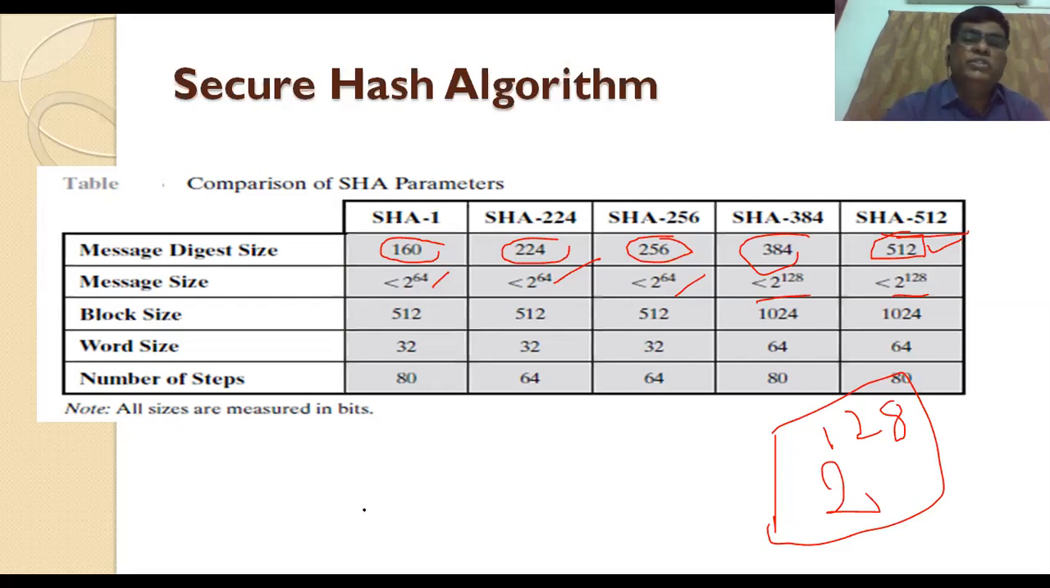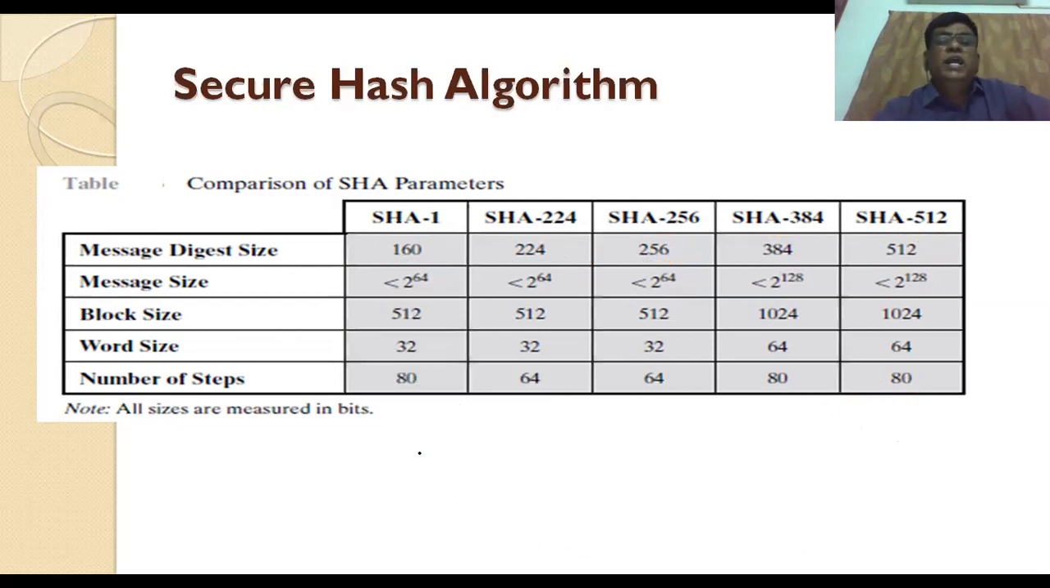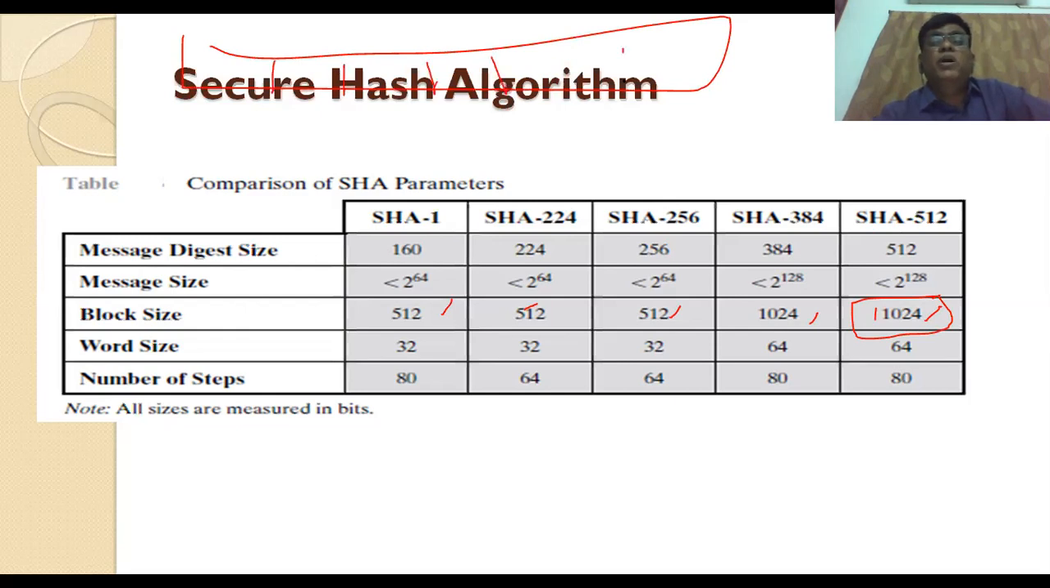And the block size: the algorithm converts the entire message into a number of blocks, and the block size of SHA-1 is 512 bits. But in SHA-384 and SHA-512, the block size is 1024. What is block size? It means the entire message must be divided into a number of blocks, and the block size in the previous algorithms is generally 512, but in SHA-384 and SHA-512 its size is 1024.